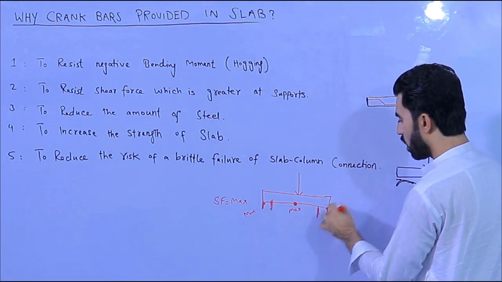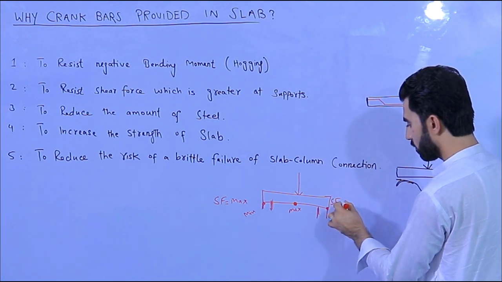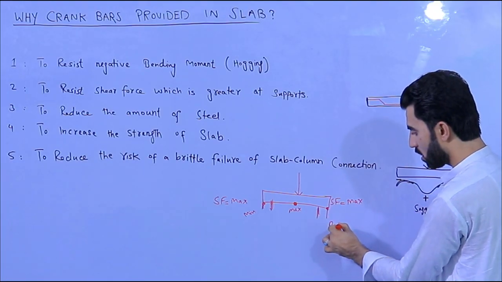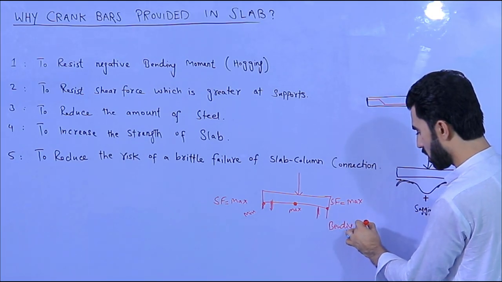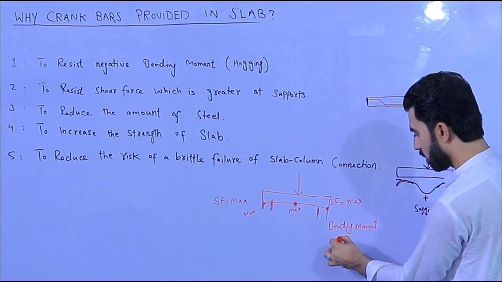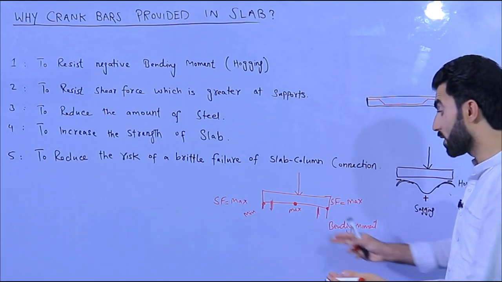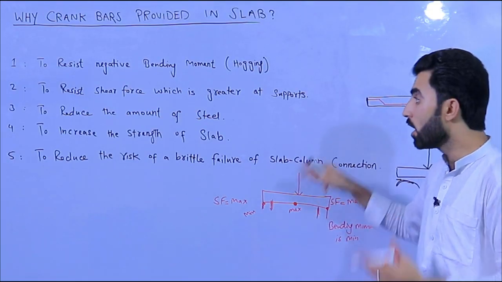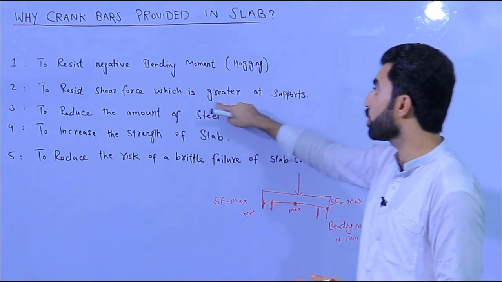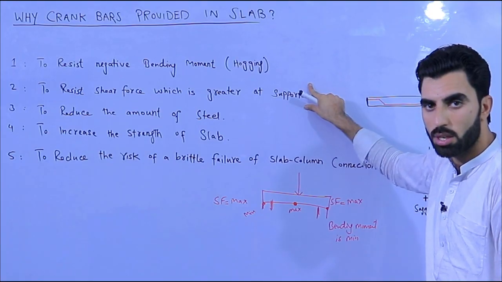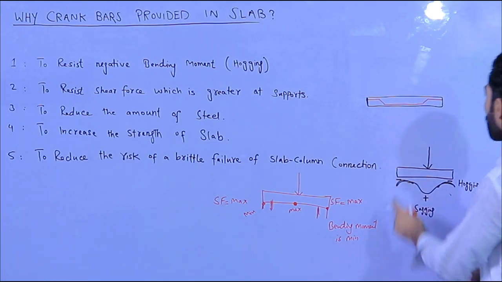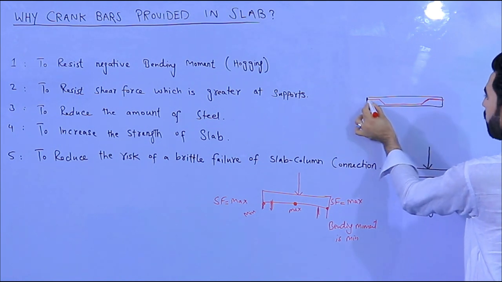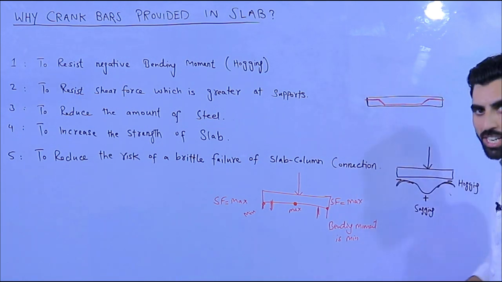Also here, okay, so shear force is maximum, but bending moment is minimum, or also you can say zero, because at this point this is zero, but maximum at the mid, right? So therefore, guys, to resist shear force which is greater at support, we provide crank bar here. We provide crank bar. This is the other point, right?